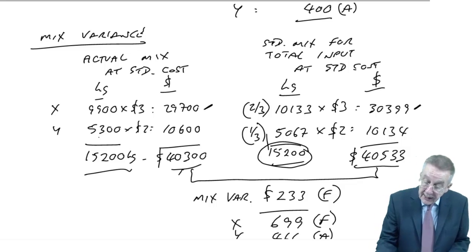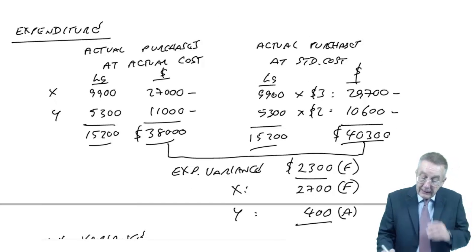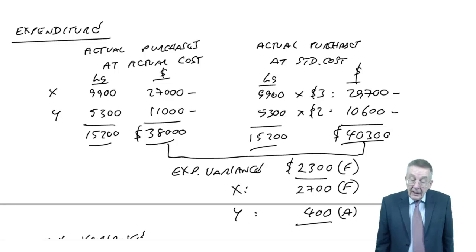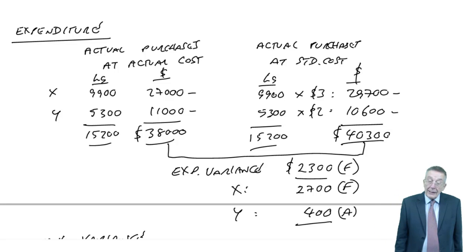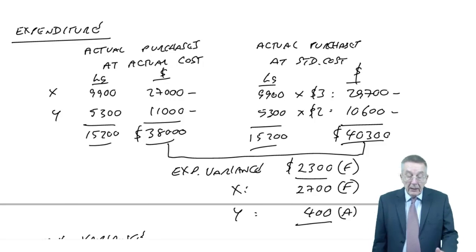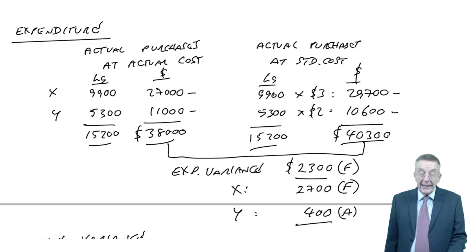Why didn't we spend 4,300? The last thing that went wrong is we paid the wrong prices. We ended up paying one material a lot cheaper, one slightly cheaper. We ended up saving money because of the prices. We only paid 38.